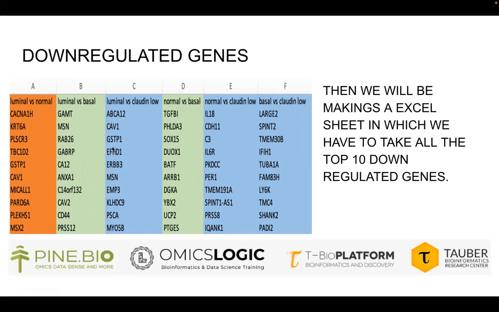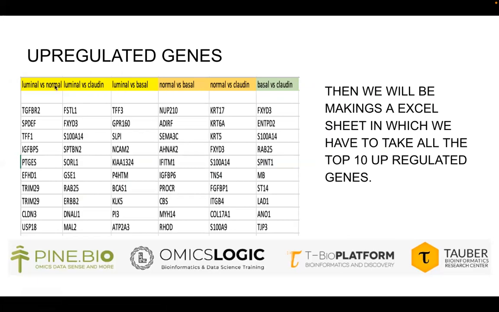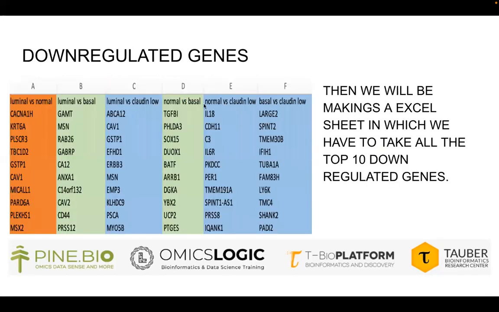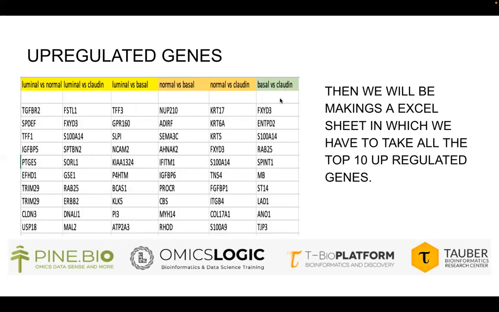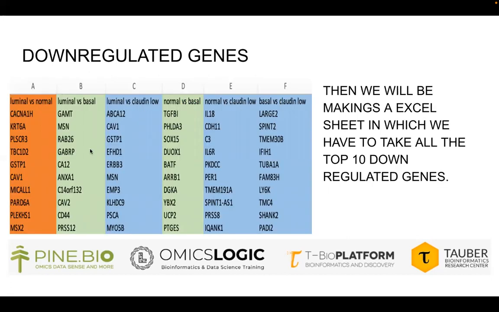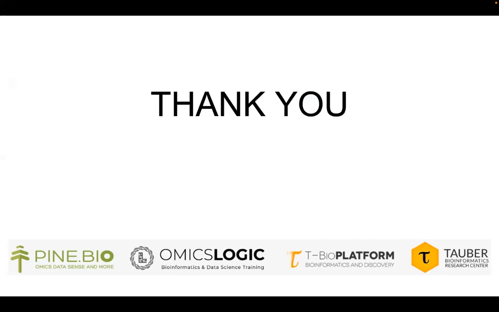From this we can find out that these genes are regulated by luminal genes. These two and this one are regulated by the normal gene, and basal Claudin and these two are regulated by the basal genes, and these Claudin-Low genes are the ones who are responsible for the downregulated genes. And so I'll be ending my presentation here. Thank you.